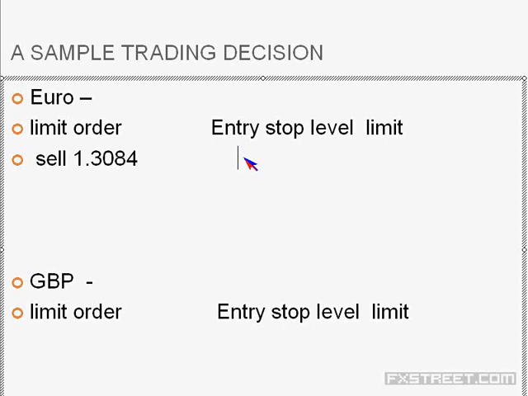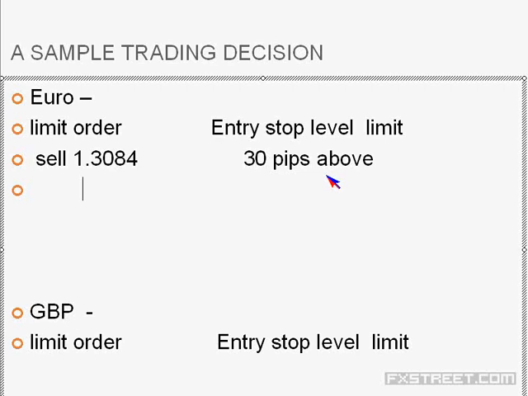So I am keeping an entry stop of 30 pips above. So that will be 1.3114. So this is how I take a decision that I have to keep an entry stop. Then I have to think of a limit.